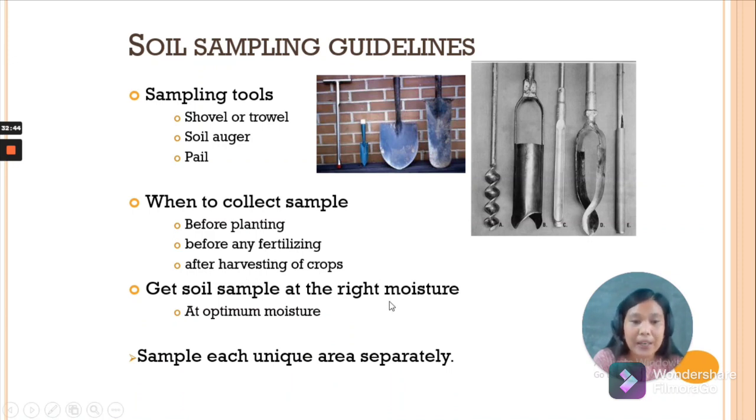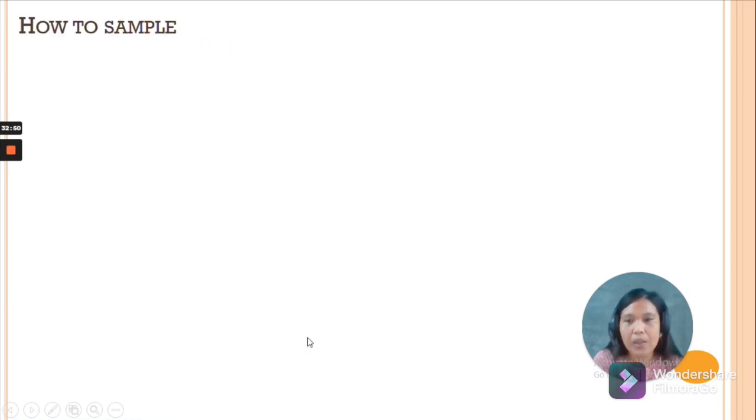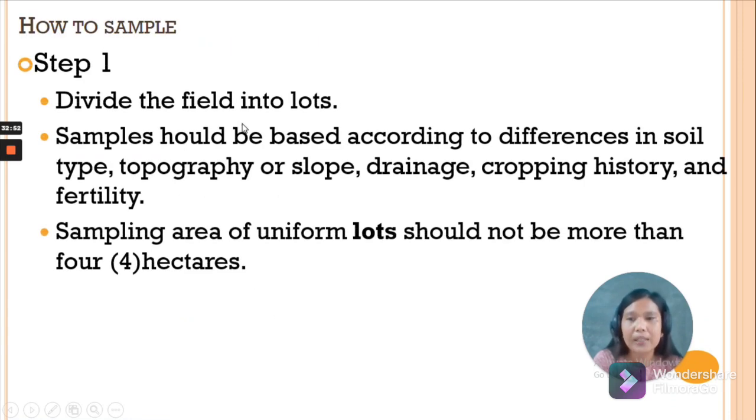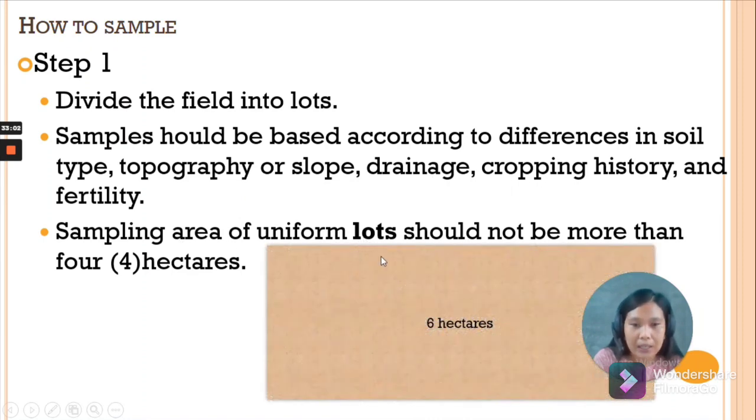Get the soil sample at the right moisture. Remember, never take a soil sample when your fields are flooded. Okay? Step 1, divide the field into lots. Check the topography, the slope, the drainage, cropping history, and fertility. The lots should be uniform. Okay?